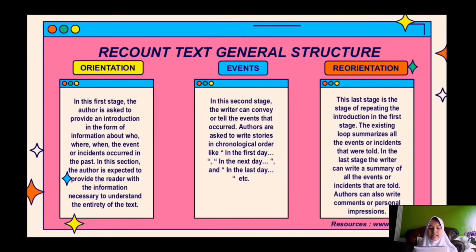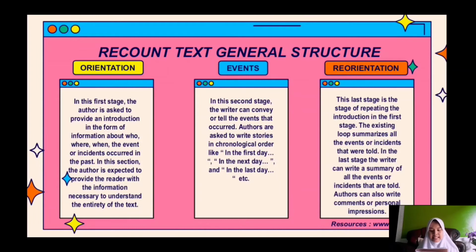In this section, the author is expected to provide the reader with the information necessary to understand the entirety of the text. It can be seen in the example of orientation. The text is information about what, where, when, the events, or incidents that occurred in the past. Well, the second is events.